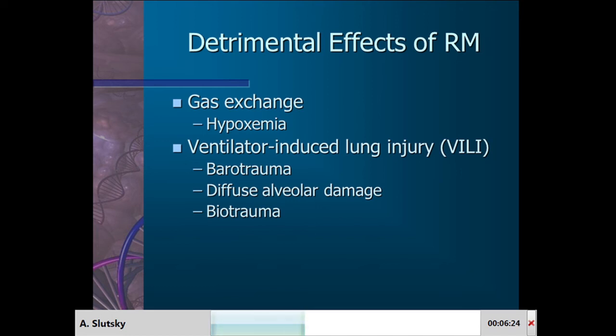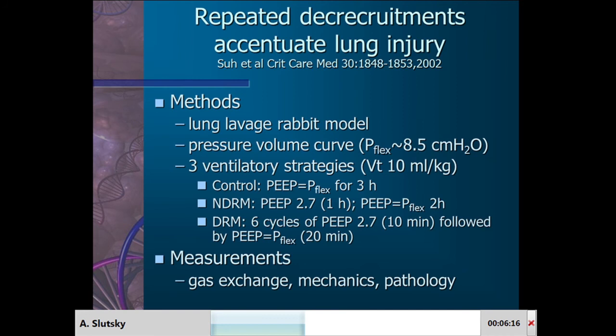Ventilator-induced lung injury is important. You're doing the sustained inflation to recruit the lung and decrease ventilator-induced lung injury, but it can actually lead to increased ventilator-induced lung injury. This is a paper from Su and colleagues published 15 years ago. They looked at a lung lavaged rabbit model. They did a pressure volume curve, measured the inflection point, P-flex, and they had 3 ventilatory strategies. A control group, ventilated at P-flex for 3 hours.